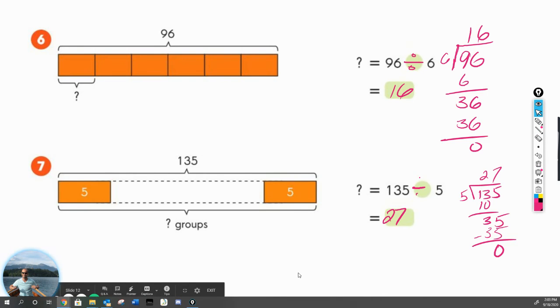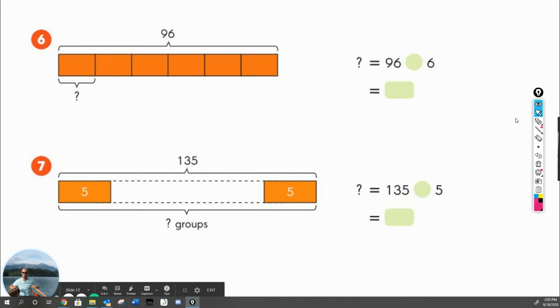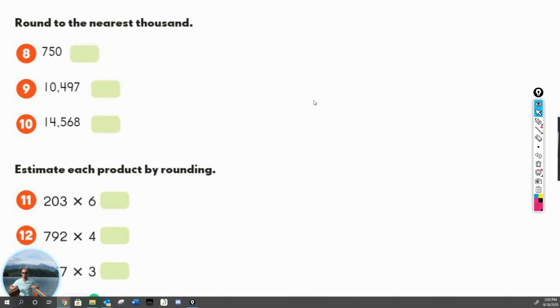All right, both of these present division problems to us. 96 divided by 6 is going to give us 16. Yep, that's right. And 135 divided by 5 gives us 27. Let's continue to the next page. We're going to round these to the nearest 1,000, and then we will estimate each product by rounding. I'll demonstrate, I'm going to turn you loose, and then I will solve them, and you can take a look. Again, this is review. You guys should have a pretty good handle on this stuff.